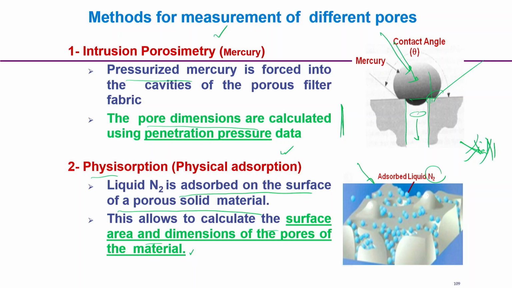of the material. So, if it adsorbs more liquid nitrogen, that means it will have more pores. Depending on the amount of liquid nitrogen adsorbed, that will give us the idea of what the dimension of the pore is. So, that is another way of measurement.